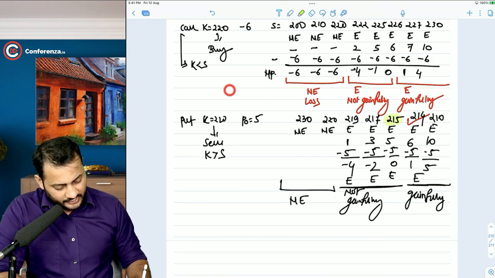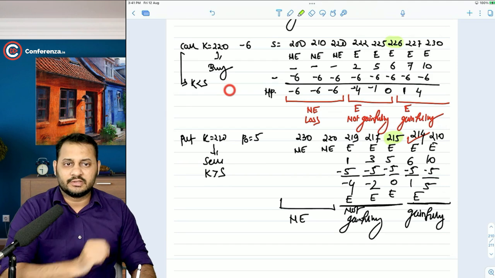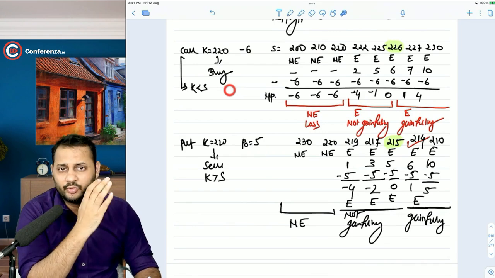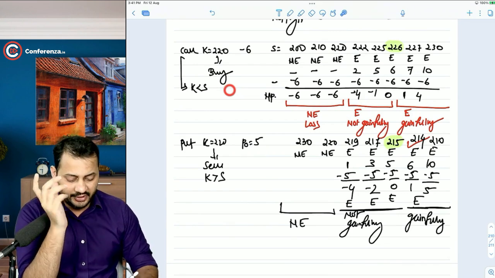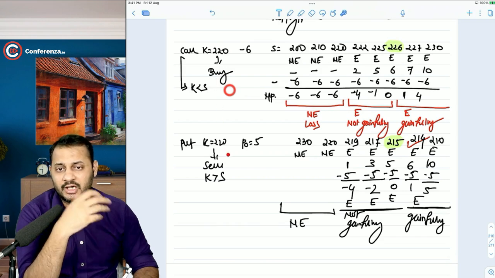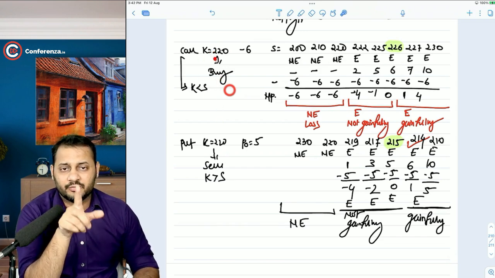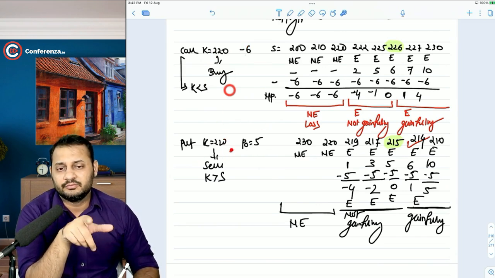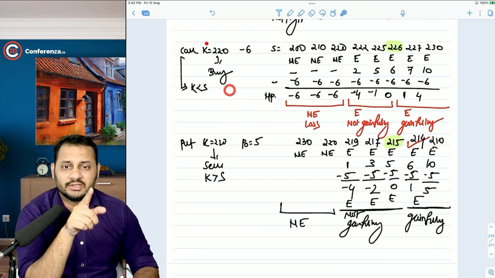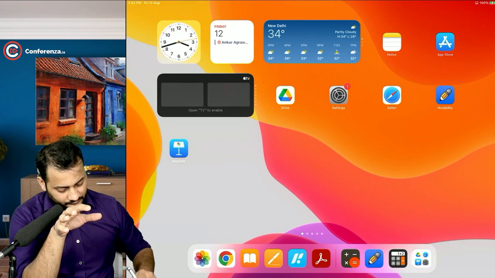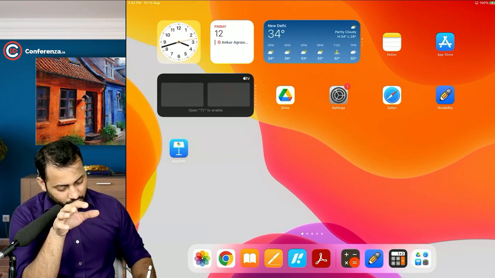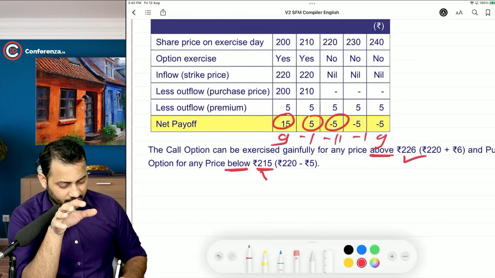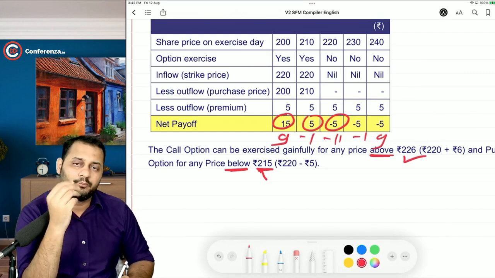Anything above 226 and below 215 will be a good range for gainfully exercising the call and put option. How to calculate that? In case of the buy option, 220 plus 6, 226. In case of selling, 220 minus 5. Because 5 and 6 are the outflows. This is outflow, this is inflow. So it's above 226 and below 215. At 226 and 215, it's 0 profit and loss.